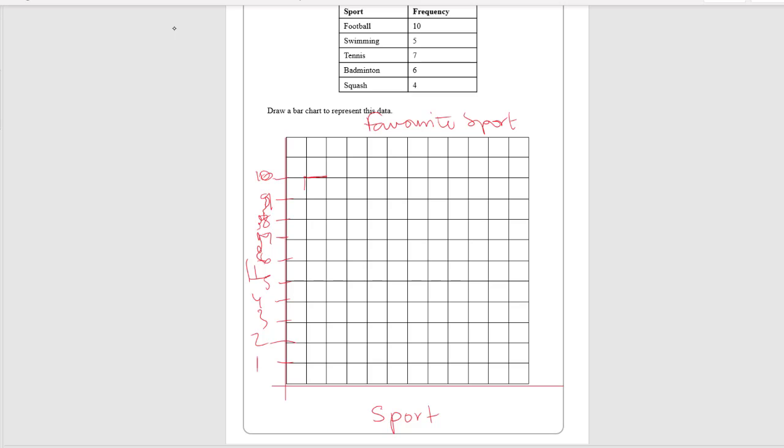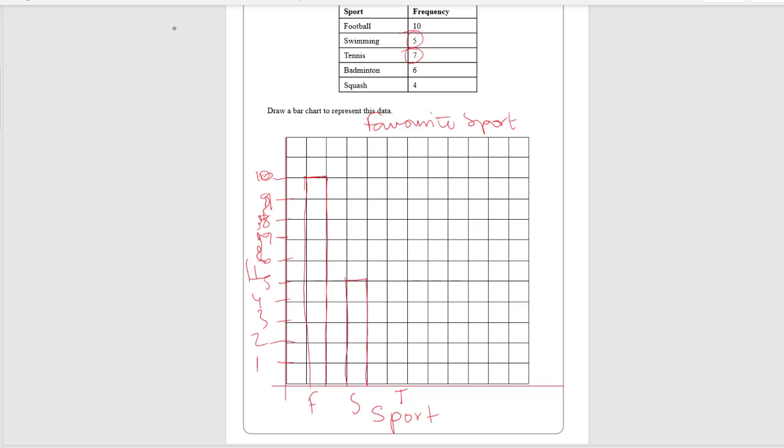So I'm just going to quickly do this. Make sure you use a pencil and ruler. So up to 10 over here. So that's football. Swimming is 5. So up to 5 here. Swimming. Tennis is 7. So we got tennis is up to 7.